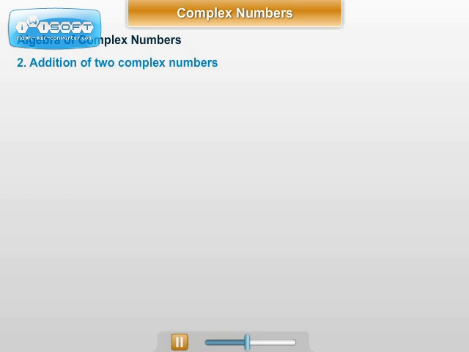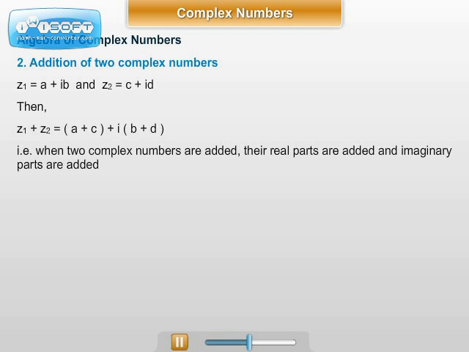The next part is addition and subtraction. Addition of two complex numbers is defined as (a plus ib) plus (c plus id) equal to (a plus c) plus i into (b plus d). Here we add the real parts and the imaginary parts separately and get their sum. We can extend this rule for getting the sum of more than two complex numbers.